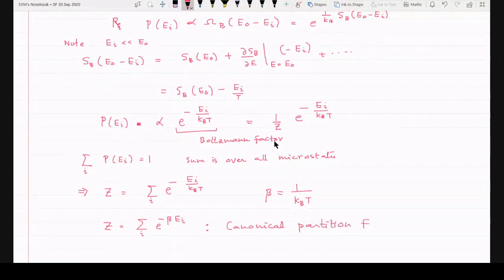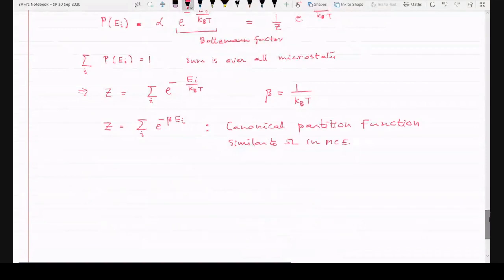It's called canonical partition function. So this is the quantity of interest, similar to what we have omega in microcanonical ensemble. This is the quantity that we are interested in finding out in canonical ensemble. This is called canonical partition function.